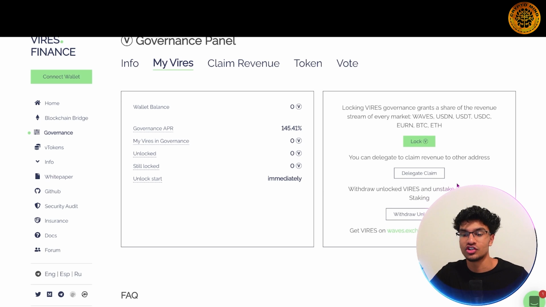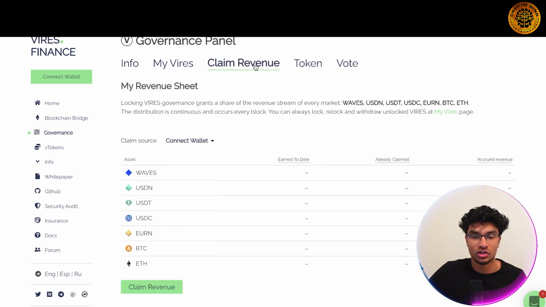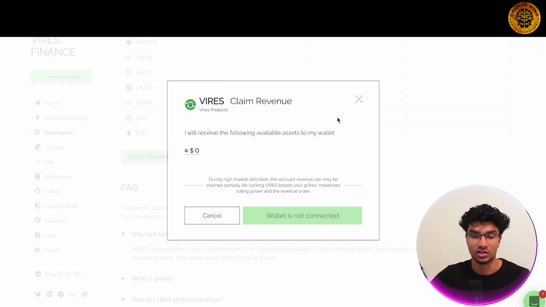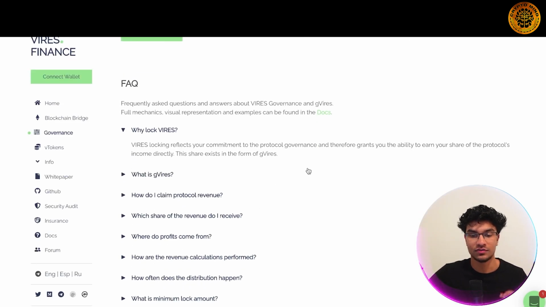And here's some more information about locking the Vires on the governance, and then you can also claim your revenue. The revenue sheet: locking Vires governance grants a share of the revenue stream of every market, and that's all their assets listed. The distribution is continuous and occurs every block. You can always lock, relock, and withdraw unlocked Vires at my Vires page, and you can claim your revenue right here and go through the process of connecting your wallet.